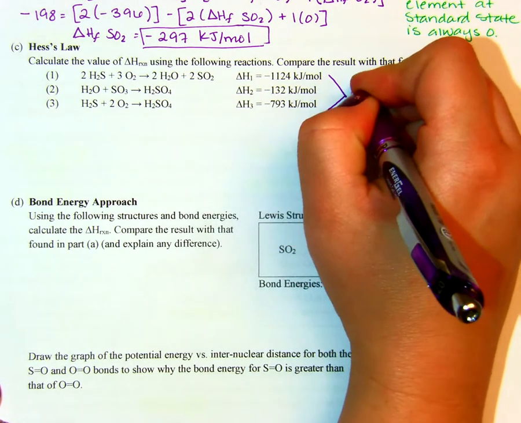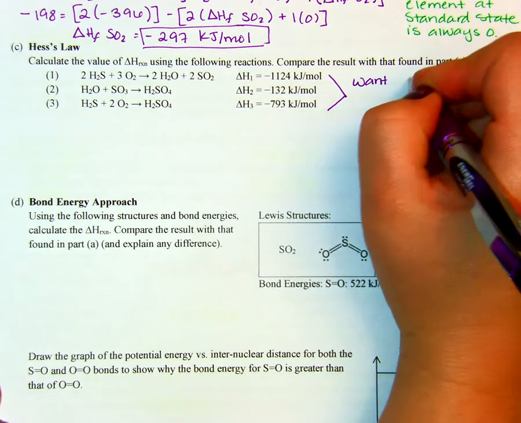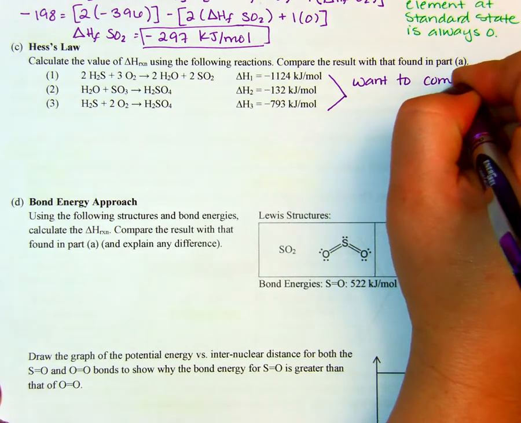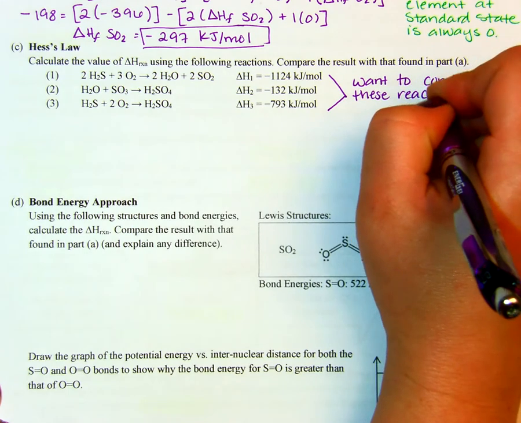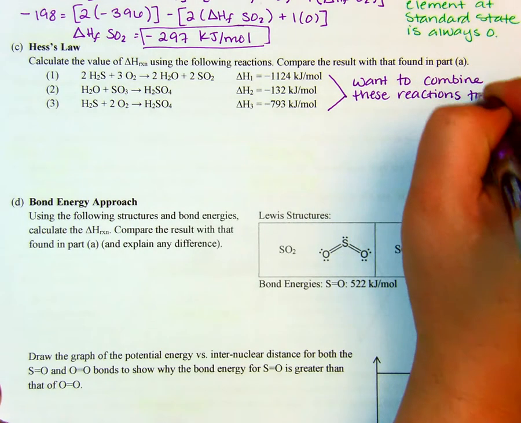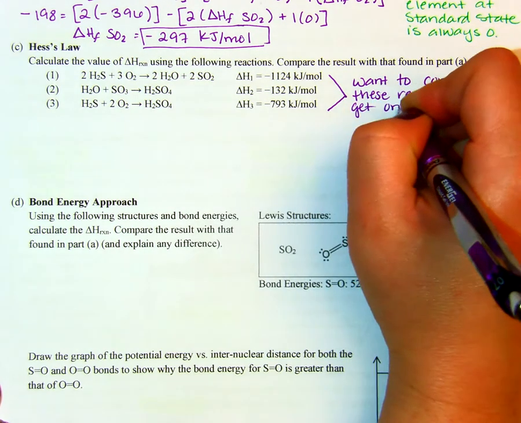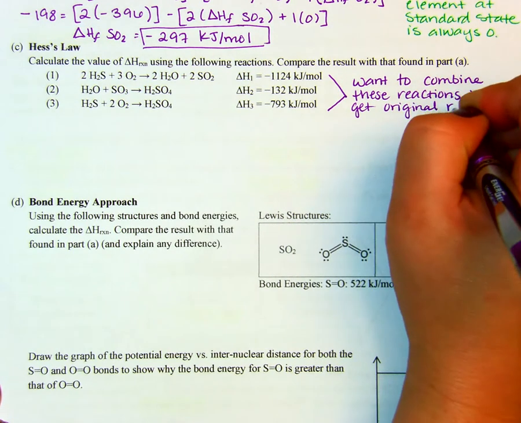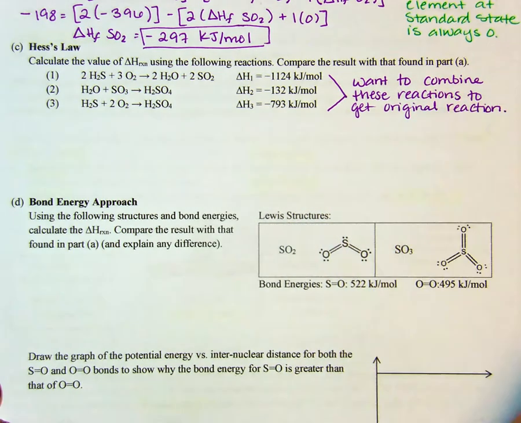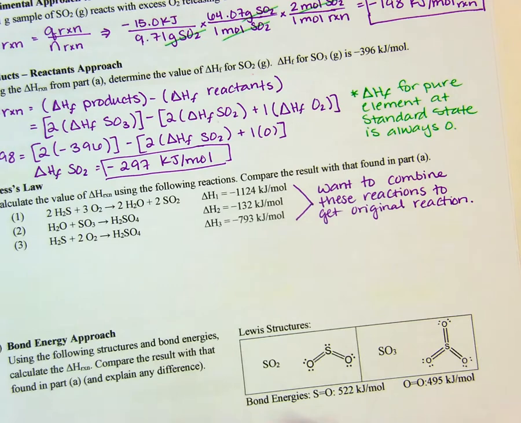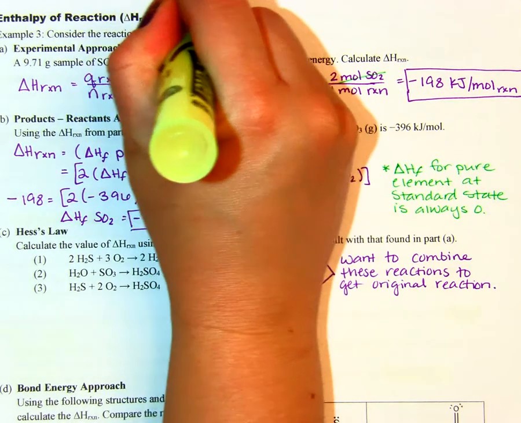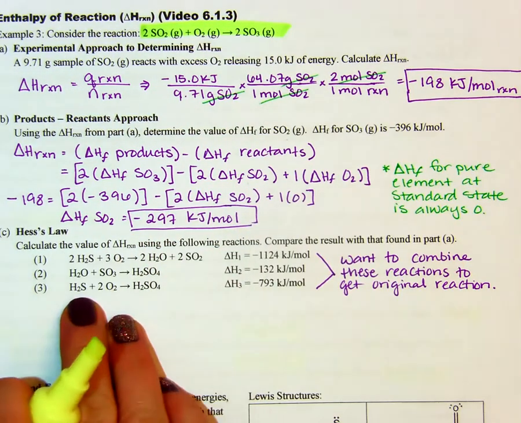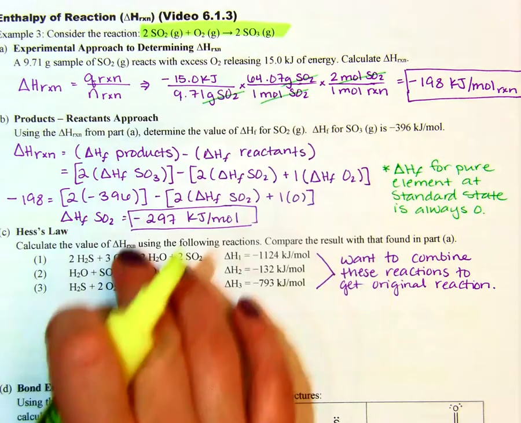So here, what we want to do is combine these reactions to get the original reaction. Okay, and so the reaction we're trying to find is the one given at the very top. So right here, we're trying to find our delta HF for this entire reaction. Notice that's not one of these, but there are certain compounds that exist in these three reactions.